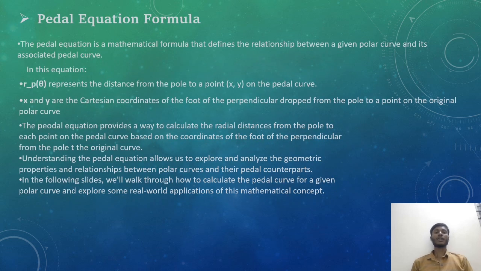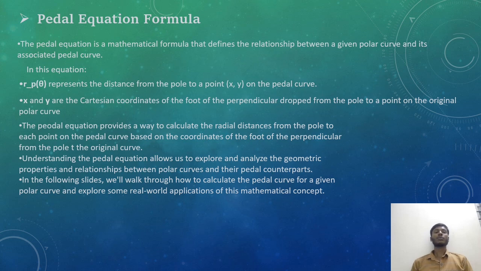Pedal equation formula. The pedal equation is a mathematical formula that describes the relationship between a given polar curve and its associated pedal curve. In this equation, r of theta represents the distance from the pole to a point x, y on the pedal curve. X and y are the Cartesian coordinates of the foot of the perpendicular dropped from the pole to a point on the original polar curve.